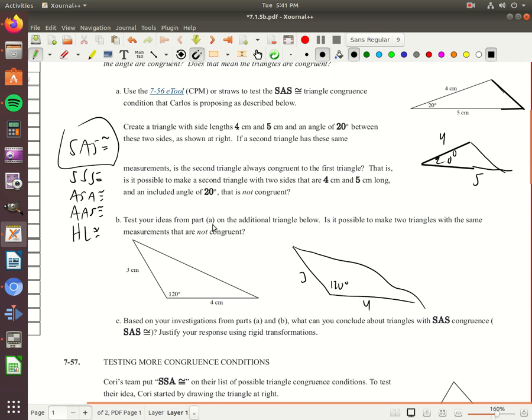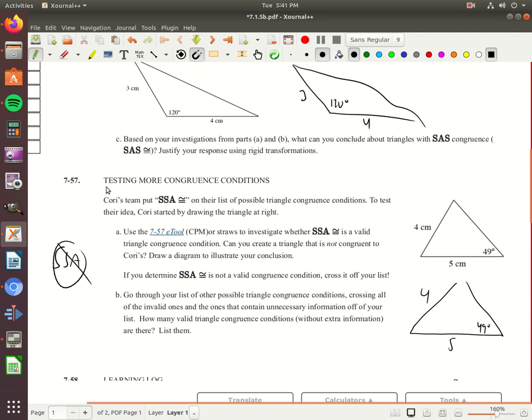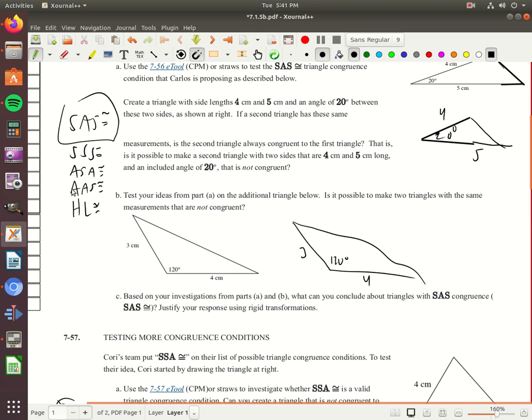So again, these are our 5 shortcuts. These are the 5 that we're going to go with. That will close it out for the chapter. And side-side-angle is going to be one of the ones that doesn't work. Angle-angle-angle will be one of the ones that doesn't work. Side will be one of the ones that doesn't work. And again, these will be the 5 that do work.